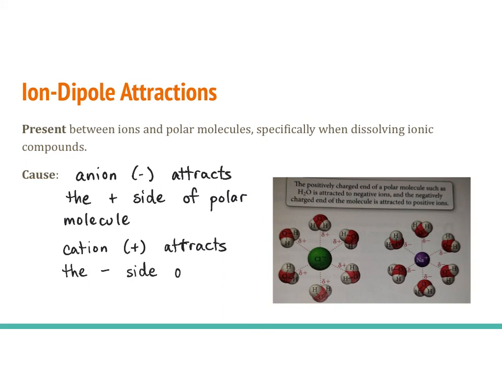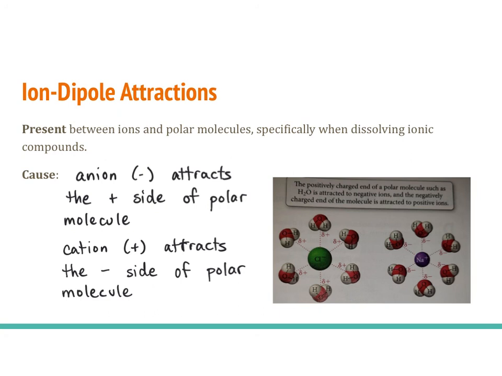So it works a lot like all the other intermolecular forces that we've been talking about. This picture here is a good illustration. The classic example is water dissolving any kind of salt, and the classic salt is NaCl. So notice we've got the anion here, and all the waters are orienting their positive sides towards the chlorine. And over here we have sodium, and all the water molecules are orienting their negative side towards the sodium.